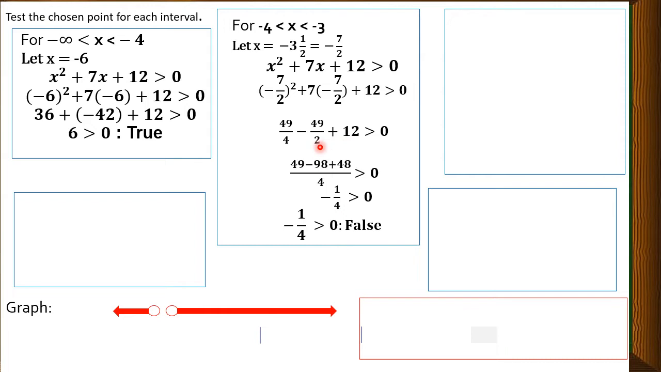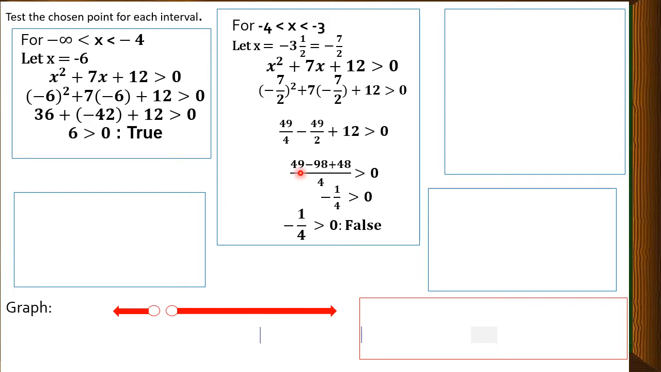Simplify further. We are going to simplify the fraction and the whole number. So we have to find the least common denominator, and the least common denominator is 4. So 4 divided by 4 is 1. 1 times 49 is 49. Next, 4 divided by 2 is 2, minus 2 times 49, we have 98. Then 4 divided by 1, the denominator of 12, times 12, we have 48. Greater than 0. Simplify further the numerator part.